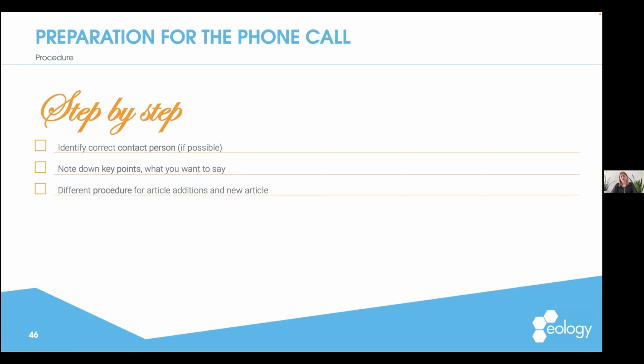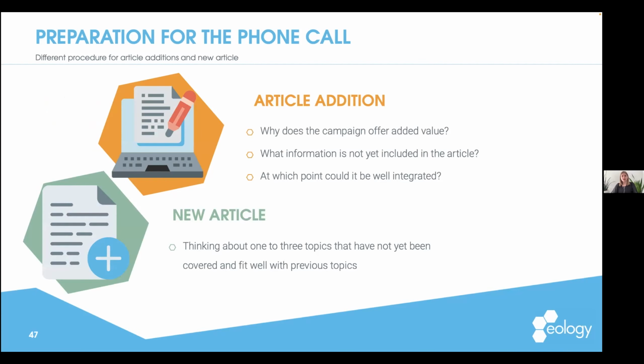Have a different procedure for article additions and for a new article, which we're talking about now. For the article addition, you have to tell the contact person why your campaign offers an added value to them, to their website, what information is not yet included in the article, and why your content marketing campaign can give them this information. Always look for a point where your link, where your content marketing campaign could be integrated.